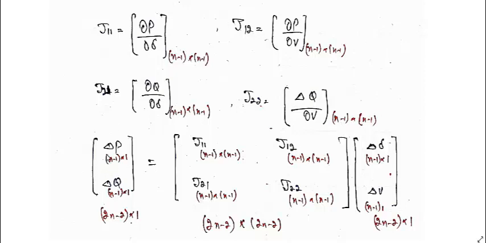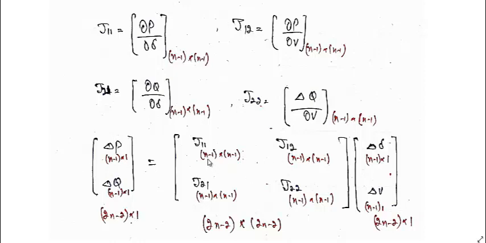So here delta P is n minus 1 cross 1. Delta Q is n minus 1 cross 1. That means here the number of rows will be n minus 1. Again the number of rows will be n minus 1. Column will be only 1. The total number of rows will be 2n minus 2. Column will again be 1. The order of this will be 2n minus 2 cross 1.